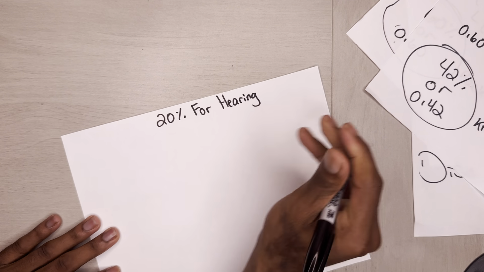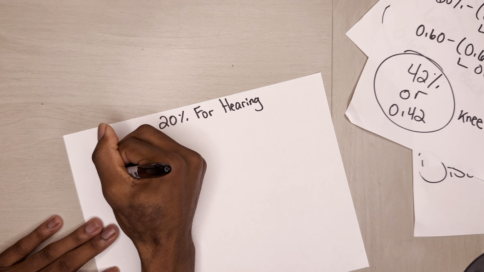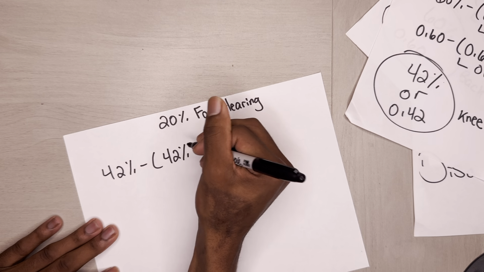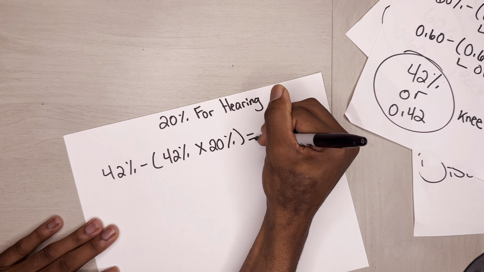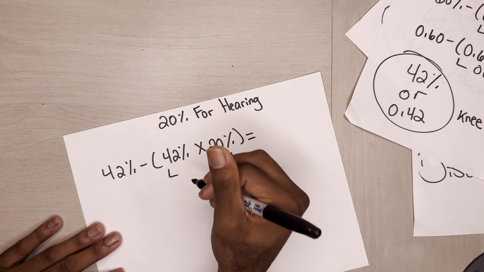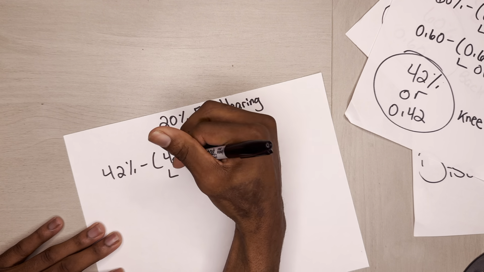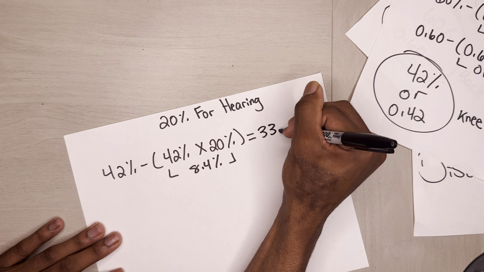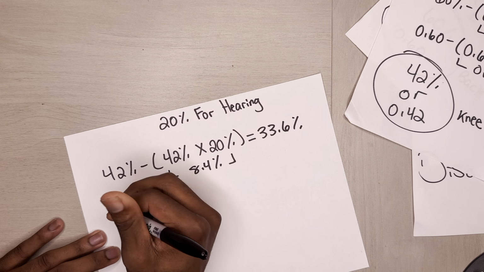Now we're gonna go, which is our new base, 42%. 42% minus, in parentheses, 42% times 20% for hearing, in parentheses, which is going to be boom, boom, right? And that's gonna give you 8.4%. 8.4% minus 42% is going to give you 33.6%. And if you don't understand that, I'll break it down in decimal form for you.